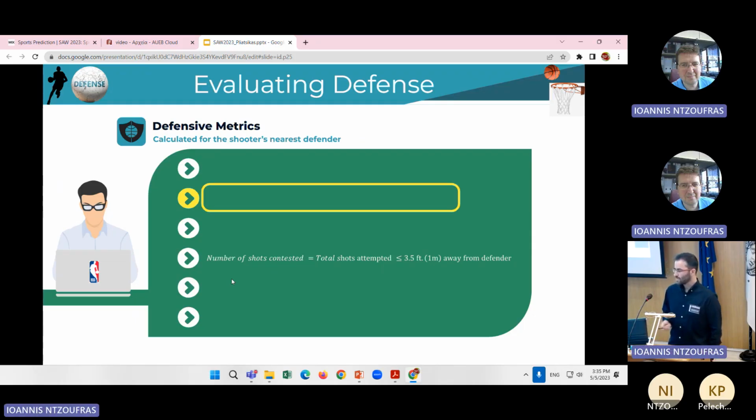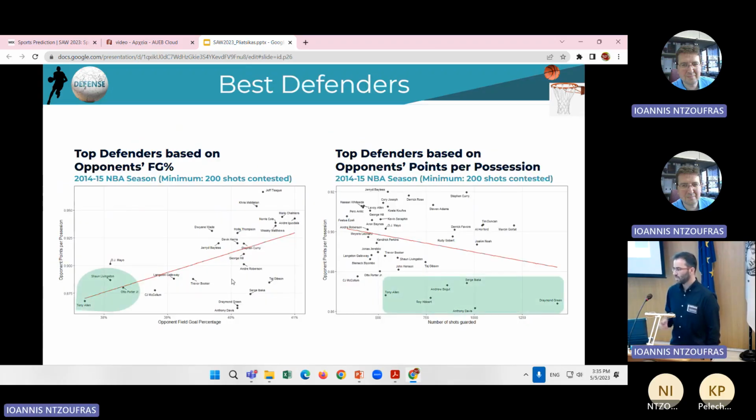To identify the best defenders in the league, we compare the opponent's points per possession, which is not shown, with the rest of the metrics. To avoid having small sample sizes influencing our results, we only included players who have guarded at least 200 shots. So, after comparing our results, we noticed that among the best defenders in the league were players like Tony Allen, Anthony Davis, and Draymond Green.